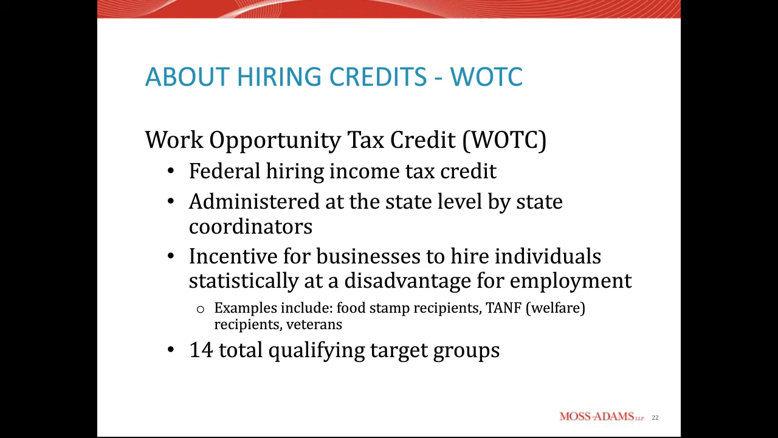The purpose of the WOTC ultimately is to provide an incentive for businesses to hire individuals who have been deemed statistically at a disadvantage for employment and to help get them back into the workforce. In order for an employee to be deemed at a disadvantage for employment, they must qualify under one of 14 different targeted groups. So to give you a couple examples of a targeted group: food stamp recipients, TANF recipients, TANF is a form of welfare, and veterans.